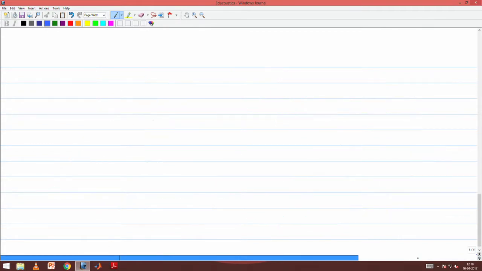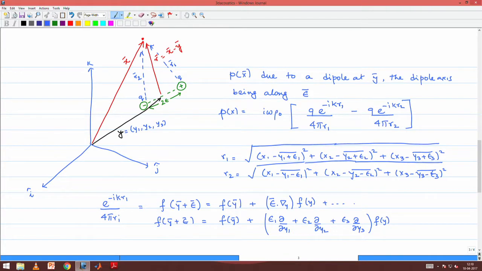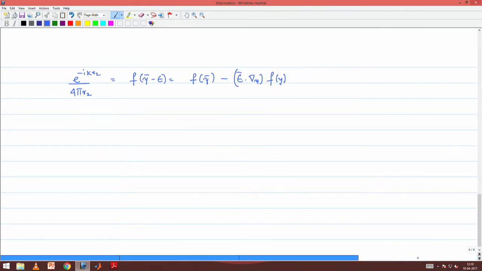Similarly, we would write the other expression, which is e to the power minus i k r2 divided by 4 pi r2. That would be written as f of y minus epsilon, which will be f of y minus epsilon dot del y of f evaluated at y. Okay. So, now we have to subtract the two expressions. If you subtract these two expressions, written for e to the power minus i k r1 by 4 pi r1 and e to the power minus i k r2 by 4 pi r2, the f y term will get knocked off. What remains is the second term, which has the gradient effect.